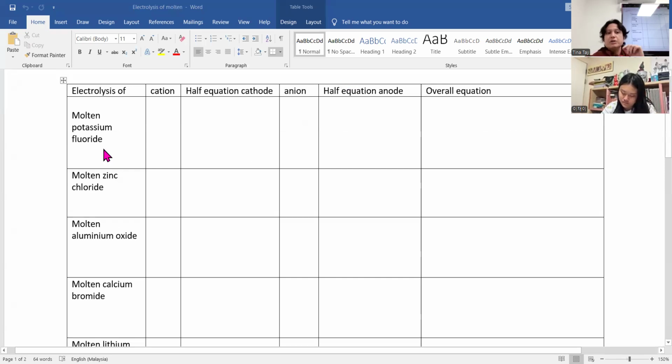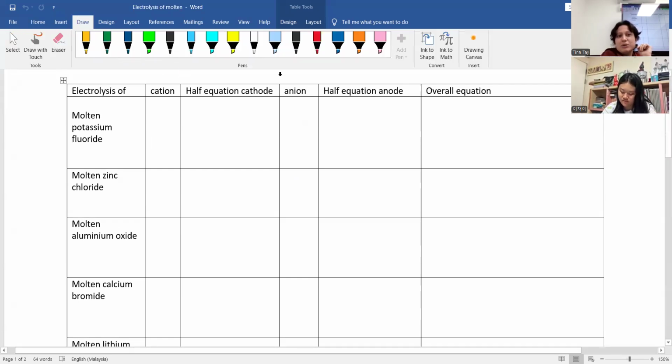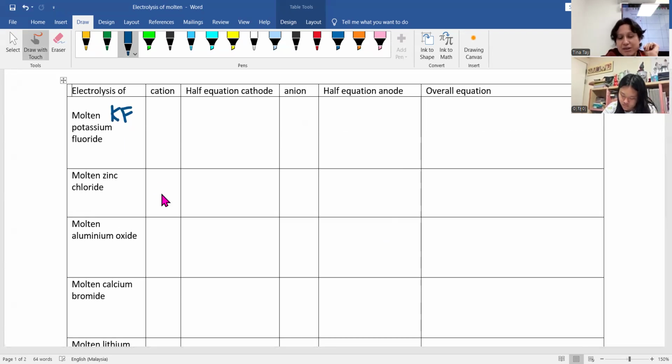Okay, now like this, do you remember all the positive and negative charges? If you cannot remember, you can look at your periodic table or the list of charges that I gave you last time. So let's start with this. First of all, potassium fluoride is KF, not KFC, KF. So potassium fluoride is KF because potassium is positive 1, fluoride is negative 1. The cation is positive, anion is negative.